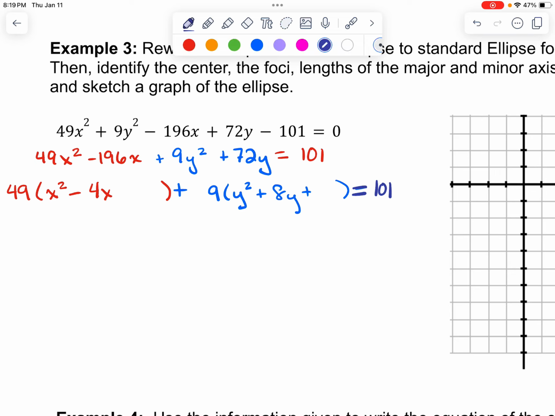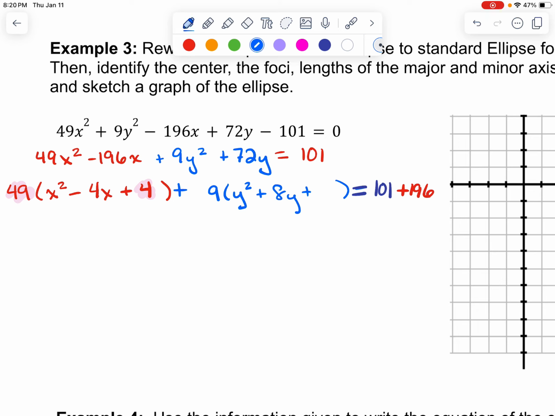Okay, so back to the x's. We're going to complete the square. In order to complete the square, we do 4 divided by 2, which is 2. 2 squared is 4, and we add that. But we're not just adding 4, we're adding 4 times 49. And if we add it on the left, 4 times 49, which is 196, also needs to get added on the right.